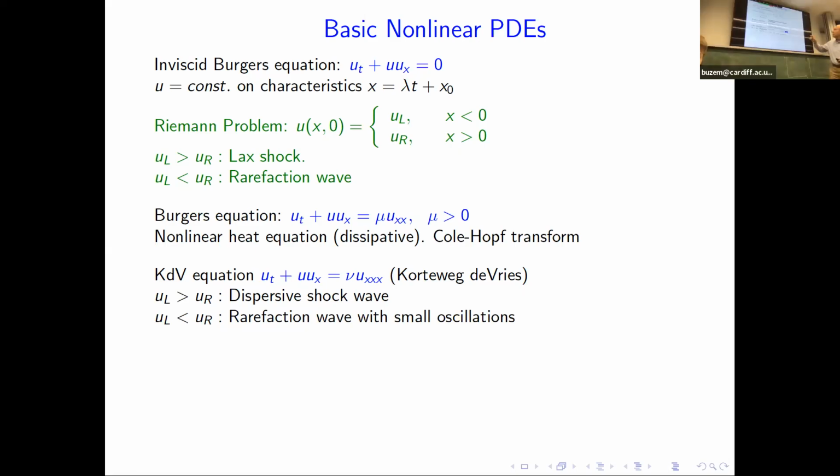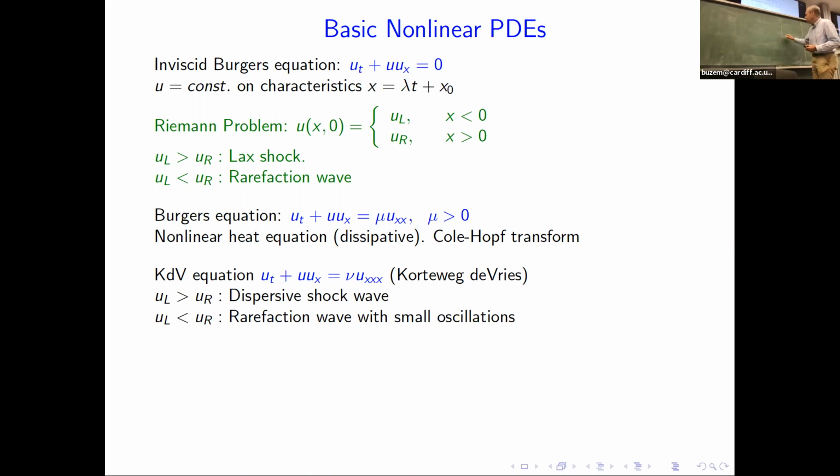Interested in an initial value problem where the initial condition is discontinuous, a jump between, say, UL for left and UR for right. And I was going to illustrate a couple of these solutions with the Lax shock and the rarefaction wave.